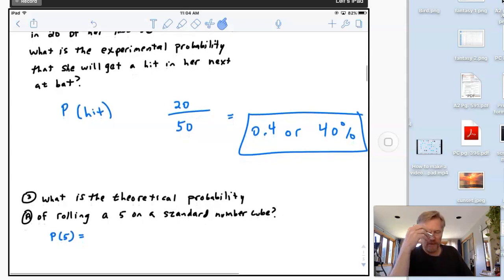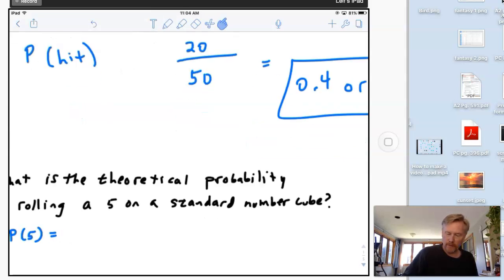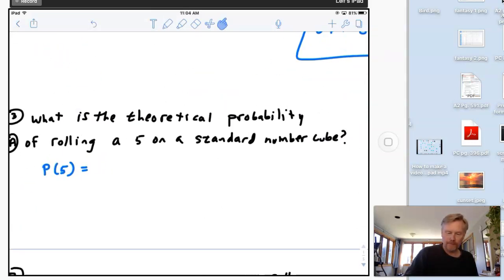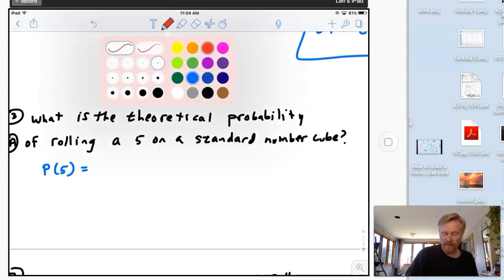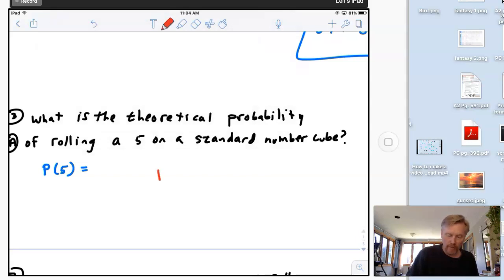Number 3, what's the theoretical probability of rolling a 5 on a standard number cube? So a standard number cube has 6 sides. You kind of have to know that, which I think you've probably seen in most of the board games you played as kids, or as adults. What is the probability? Well, once again, it's the favorable outcomes over the total number of outcomes. So the favorable outcome would be rolling a 5, and there is 1 five on a number cube. There are 6 sides, which gives me 1 out of 6.